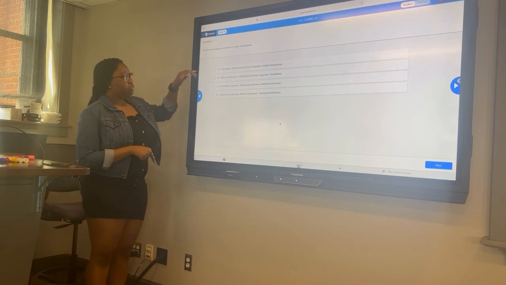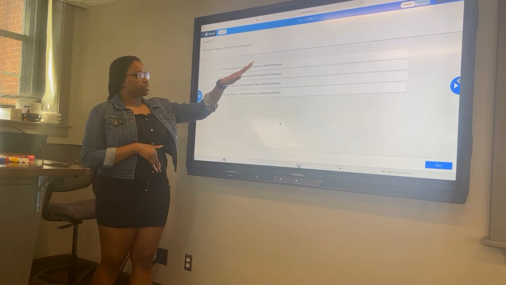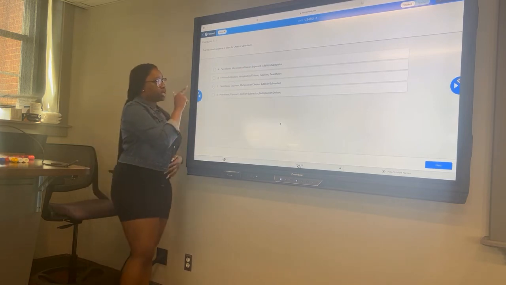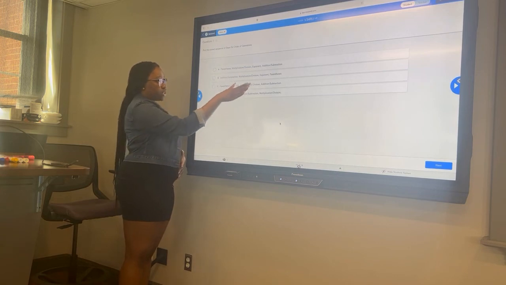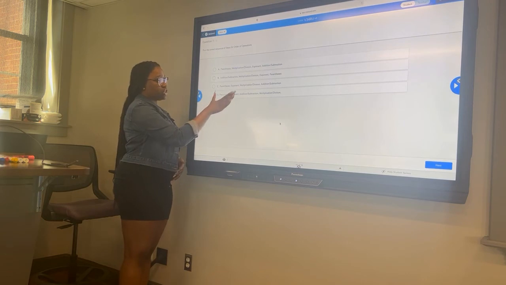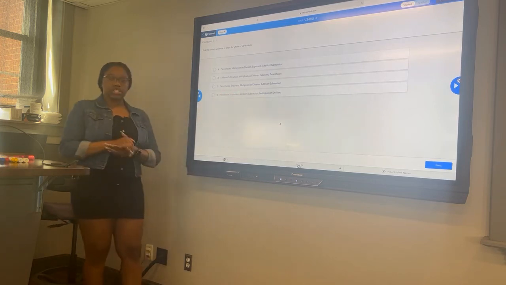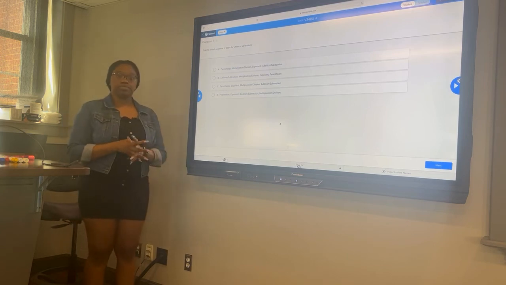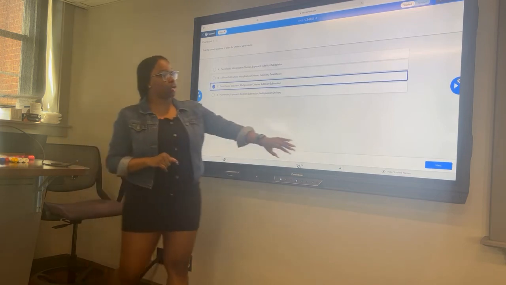We have A: parentheses, multiplication, division, exponent, addition, subtraction. B: addition, subtraction, multiplication, division, exponent, parentheses. C: parentheses, exponent, multiplication, division, addition, subtraction. And D: parentheses, exponent, addition, subtraction, multiplication, division. Who can raise their hand and tell me the correct answer? Asta: C. You are correct.